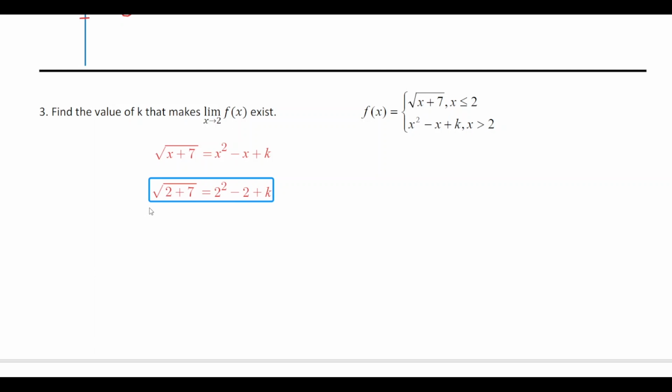All right, so 2 plus 7 is 9, and the square root of 9 is going to be 3. 2 squared is 4, and 4 minus 2 is 2. So we get 3 equals 2 plus k. I think it should be pretty obvious what k is going to be, but algebraically, what you would do is subtract 2 from both sides, and you'd get 1 is k.